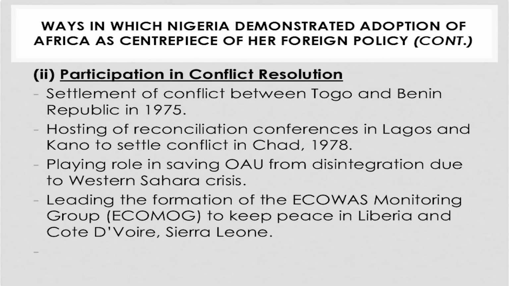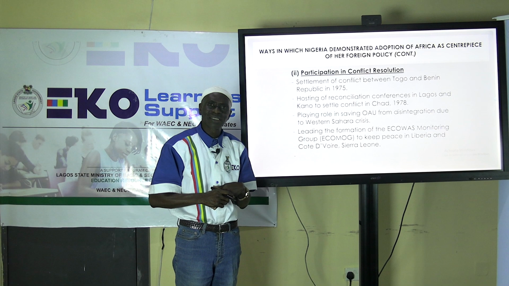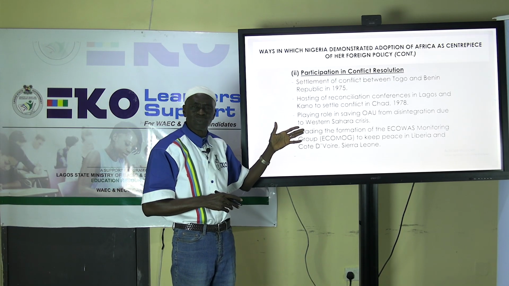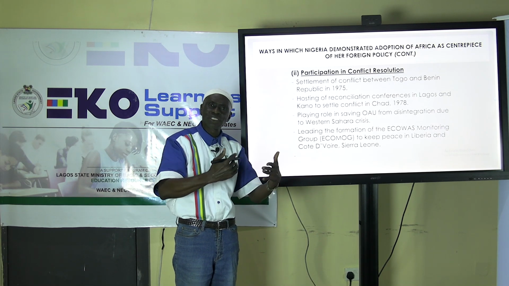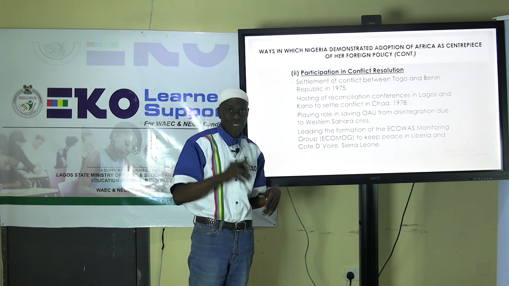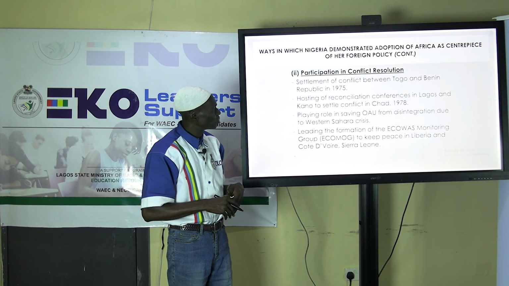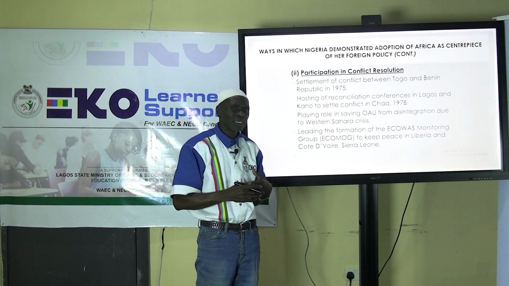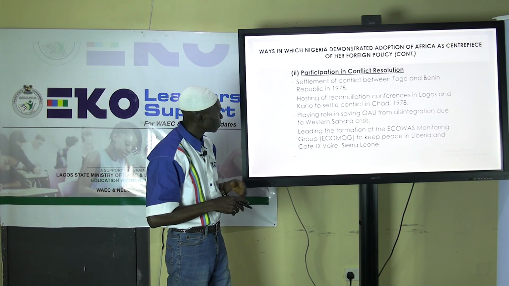Playing a role in saving the Organization of African Unity from disintegration due to the Western Sahara crisis. Up till some years back, the Western Sahara crisis has lingered on. Nigeria has played a big role because a lot of countries wanted to pull out from the membership of the OAU, now African Union. So this would have caused disintegration. But Nigeria played a major role to solve this problem.